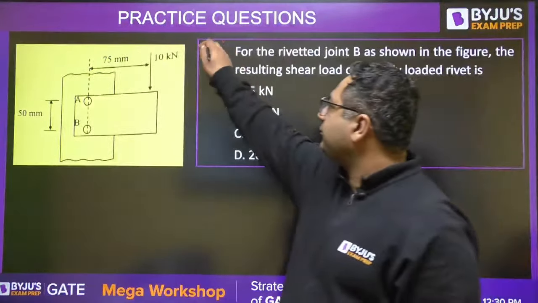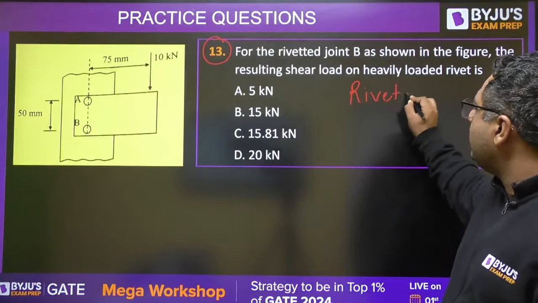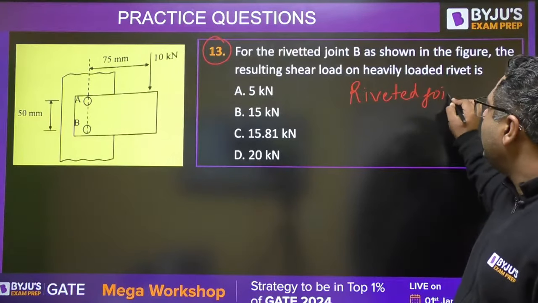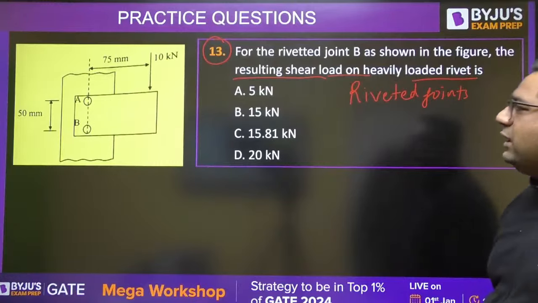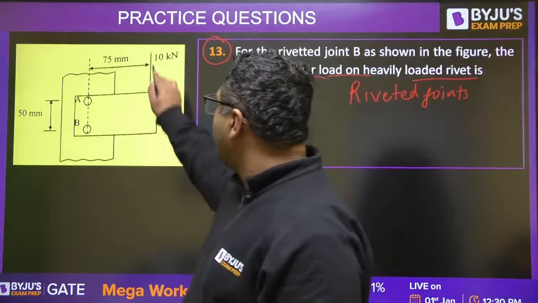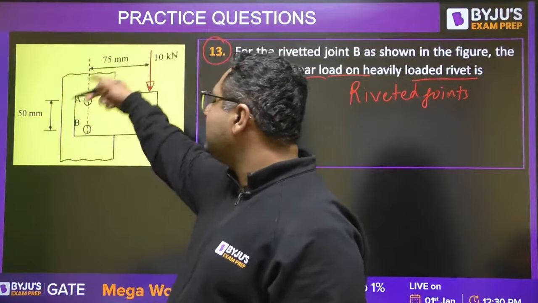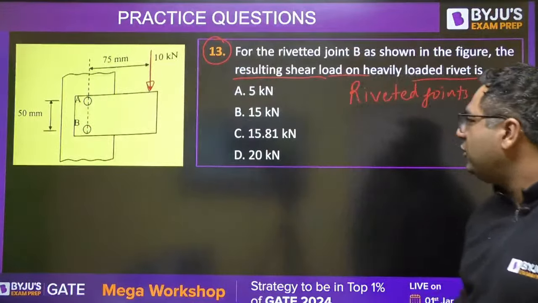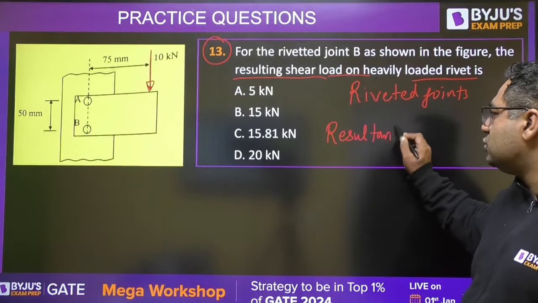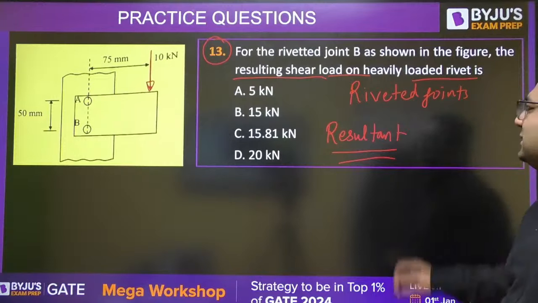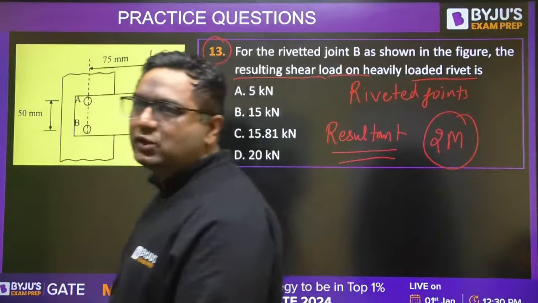Question number 13. This is from riveted joints. So we are covering one by one all the things. Here you need to tell the resulting shear load on the heavily loaded rivet. So you know this is the load, 10 kN, and these are the two rivets. Everything is given to you. You need to find out the resultant force. The point is that. Okay. So try to solve it. This is a 2-mark problem for sure. Let us see how many of you give the right answers.